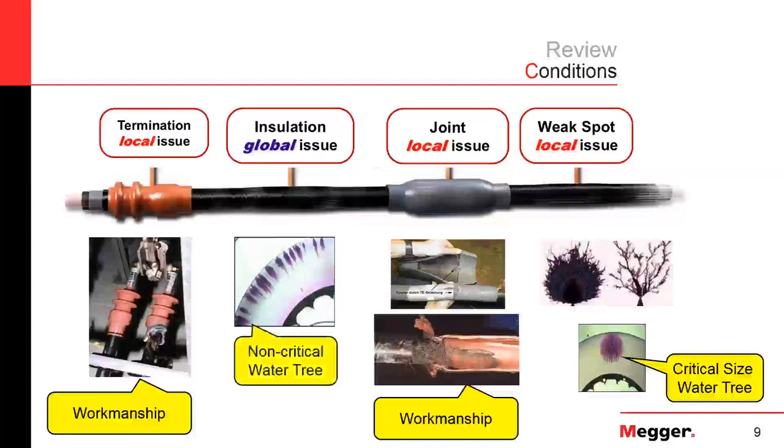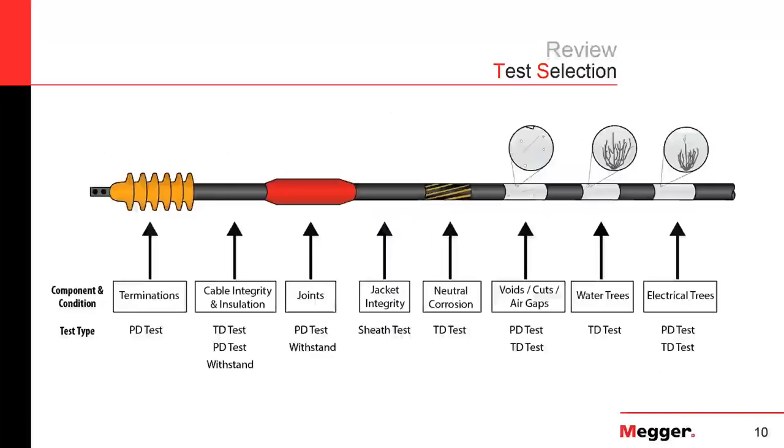That's something that we'll find throughout the entire length of the cable. The bulk insulation will have these water trees throughout either the entire length or at least a decent section of it. And these different aging conditions, these different weak spots in the cable, they need different methods of testing to try to locate them.